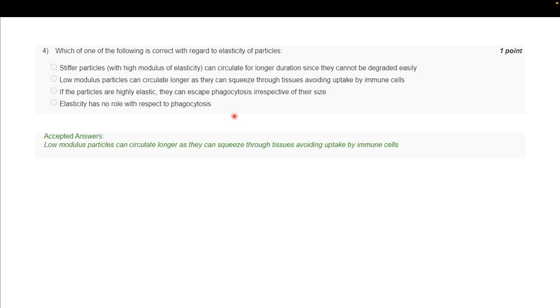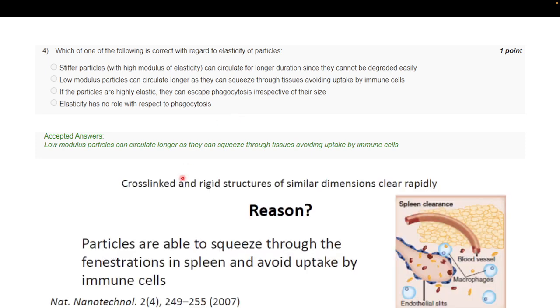Low modulus particles will circulate longer as they can squeeze through tissues, avoiding uptake by immune cells. This tells us that apart from the size and charge of the particles, you also need to look at their elasticity, because that depends on your application. If you want these particles to circulate in your body for a longer time, you need to make them a little softer. Stiff particles will be taken up by the macrophages very easily. Instead, low modulus particles, which are softer in nature, can circulate because they can squeeze through the tissues.